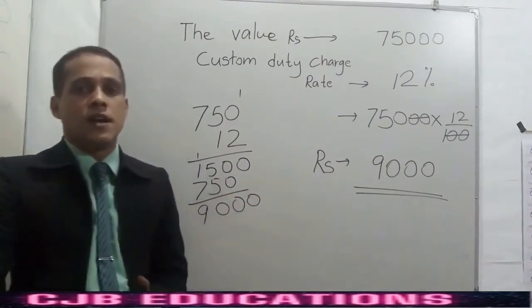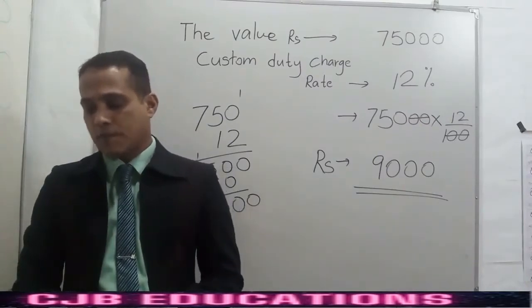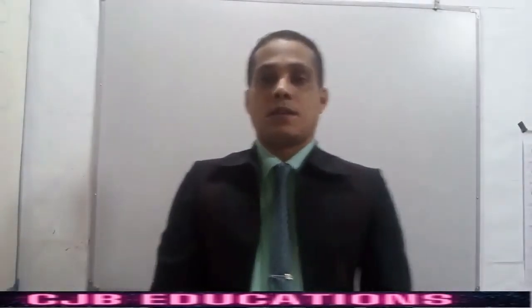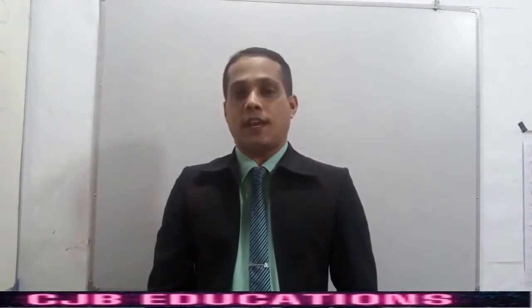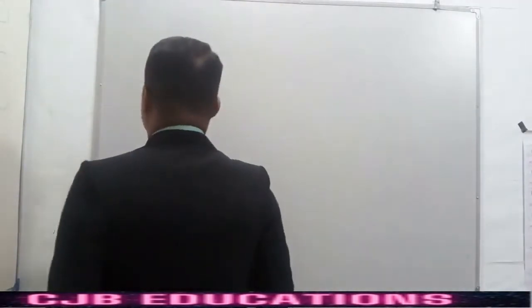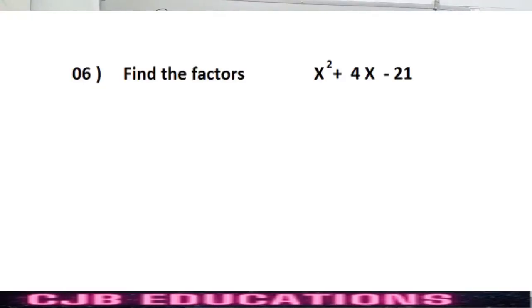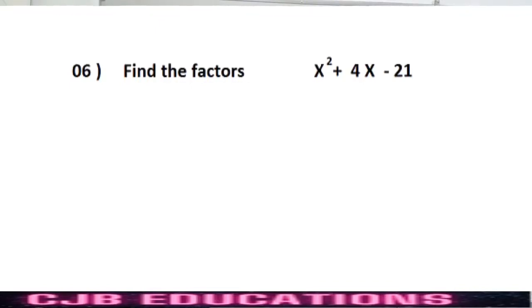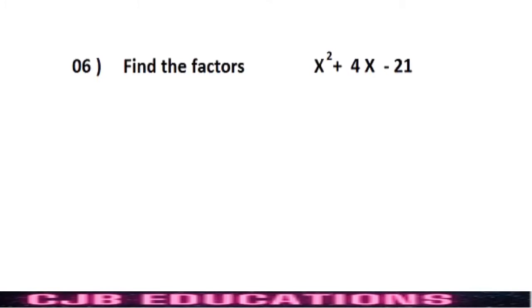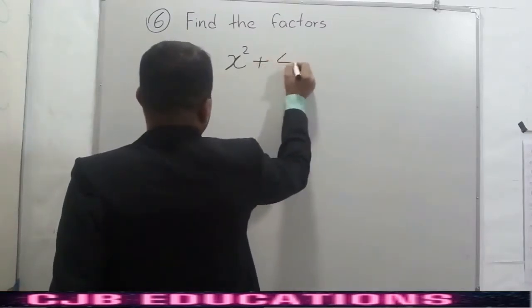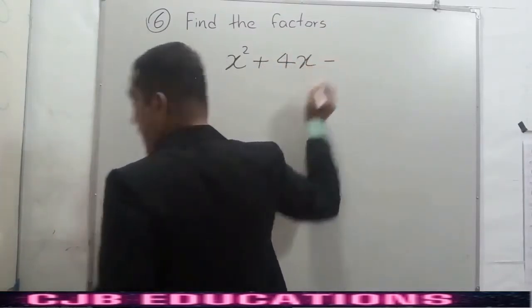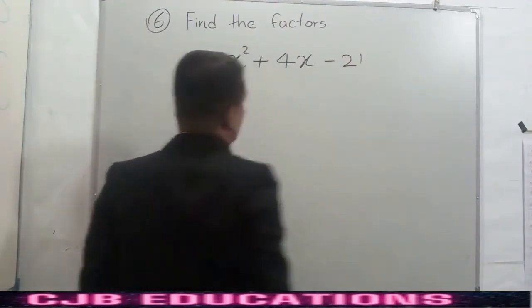So we can move to the next question. Next question is question number 6. The 6th question is find the factors. The expression is x square plus 4x minus 21.